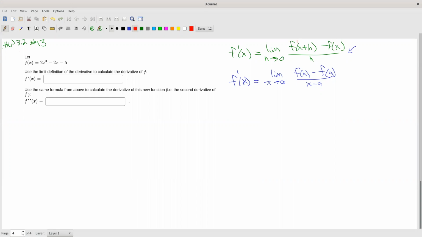First, we figure out what the heck is f plus h. Once we get that, then we try to subtract the original function. Once we clean up that, we try to divide by h. And once we get all that done, then we try to take the limit. So step 1: what the heck is f of x plus h?